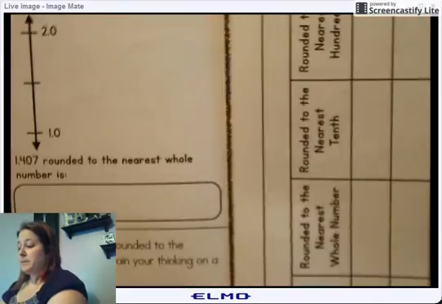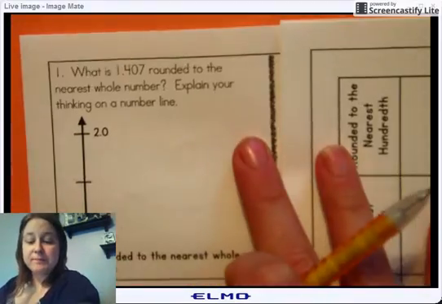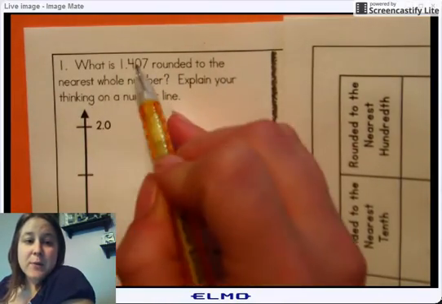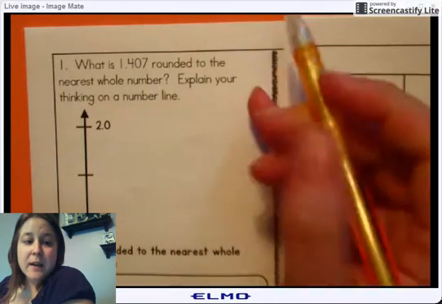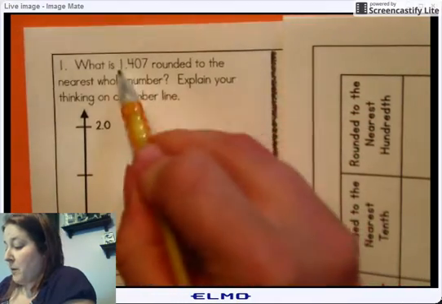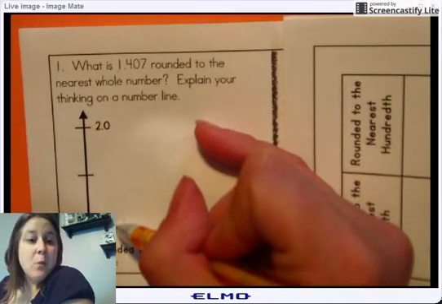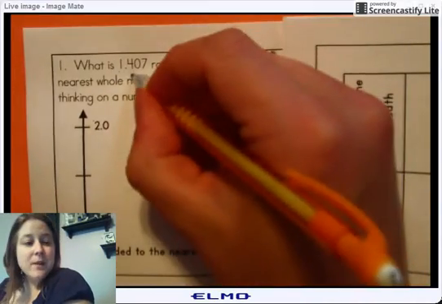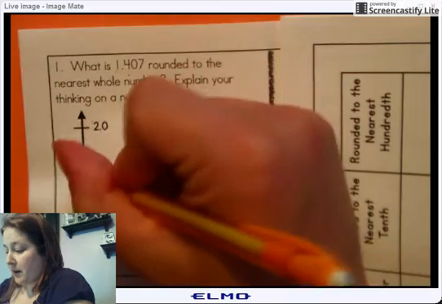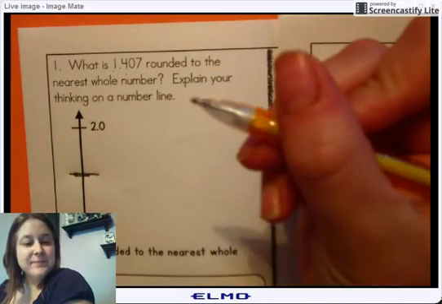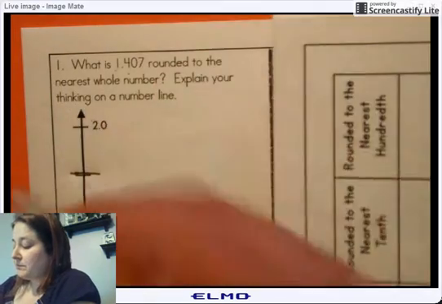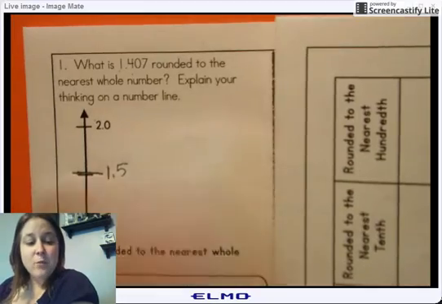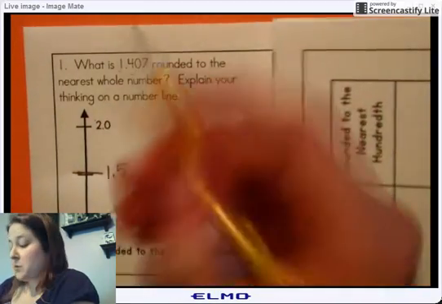So I'm going to open up to my very first question. What is 1.407 rounded to the nearest whole number? Explain your thinking on the number line. So thinking about 1.407, it's greater than 1, but less than 2. Is it greater than or less than this part right here? Yes, that's right. It's less than. Because this part right here is 1.5. Because half of 1 and half of 2 is 0.5, so it's 1.5.